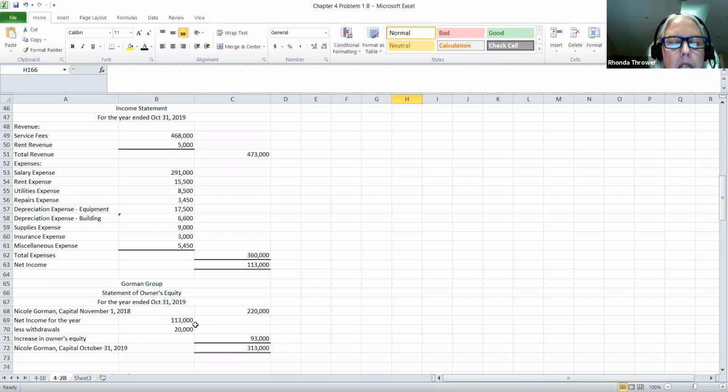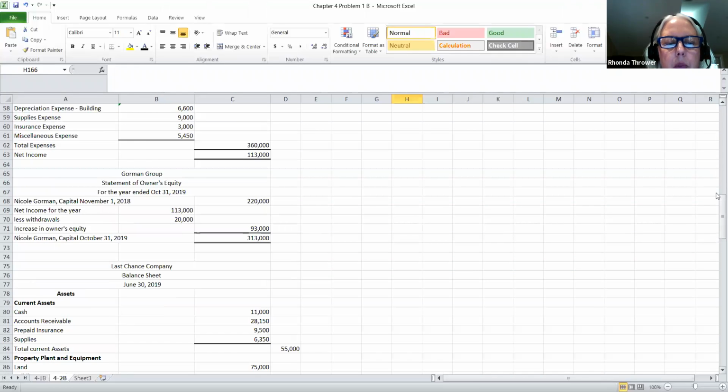that positively affects owner's equity, and the owner took out of the business $20,000, which would negatively affect his owner's equity. These two are combined to get $93,000. Once you know the increase in owner's equity, since it's an increase, you're going to add it to the beginning capital balance, and the ending capital balance, or the ending amount that that owner is worth in this business, is $313,000.